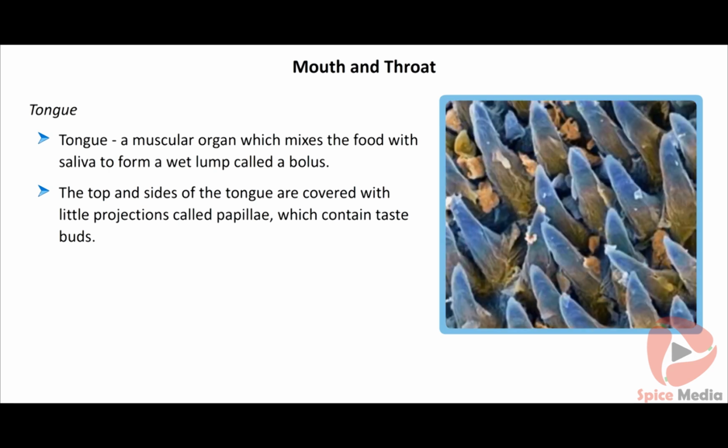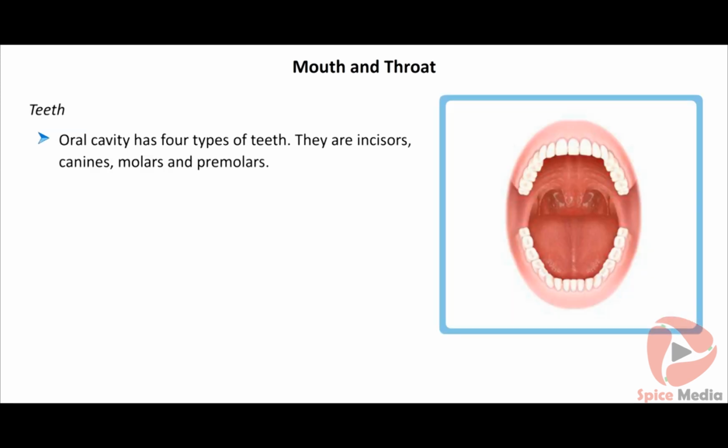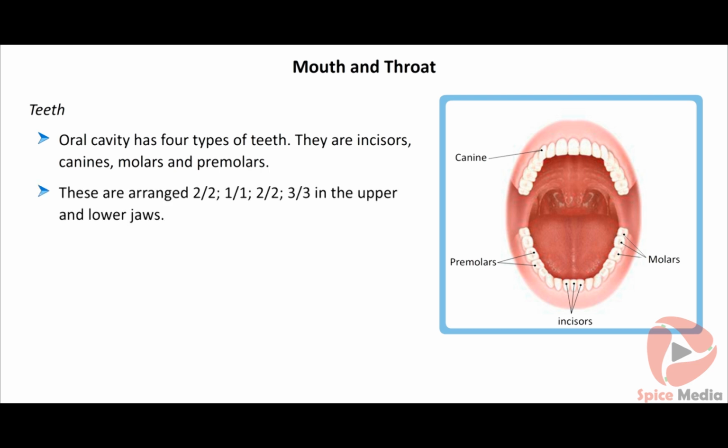The tongue is a muscular organ that drills food around while chewing. It mixes the food with the saliva to form a wet lump called a bolus. The top and sides of the tongue are covered with little projections called papillae, which contain taste buds.